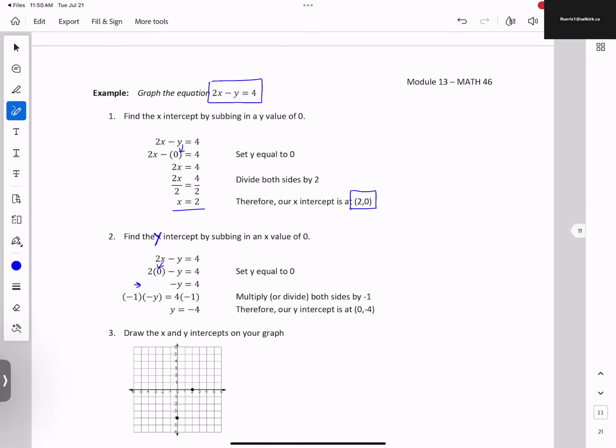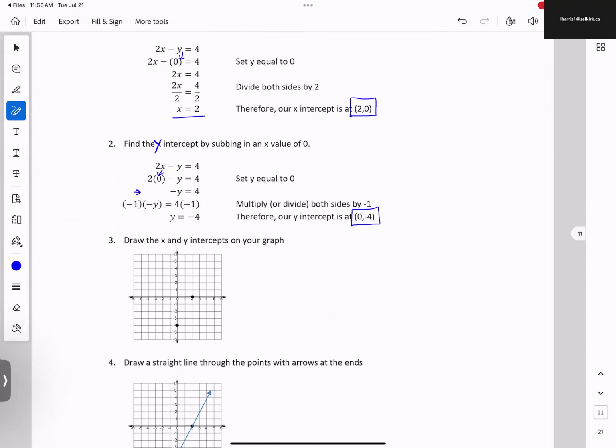And then we want to know what positive y is. So you can multiply or divide both sides by -1, and you get y equals -4. So now we know that our y-intercept is happening at 0 and -4.